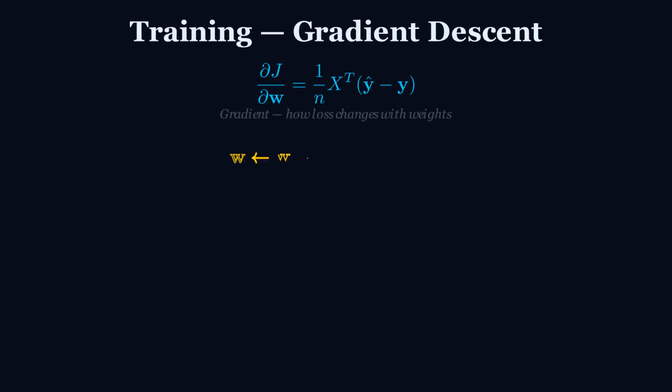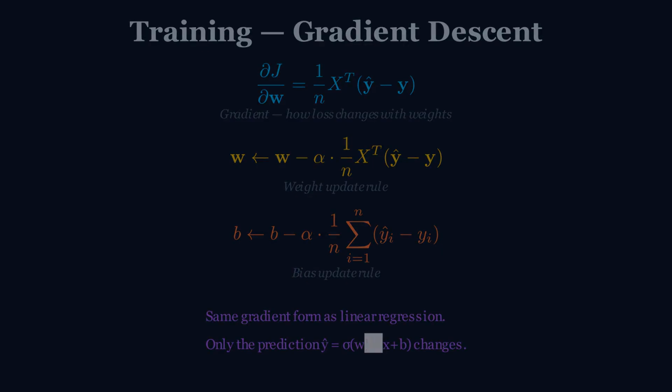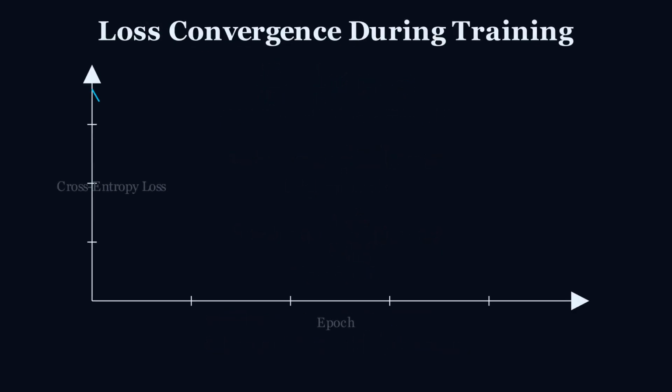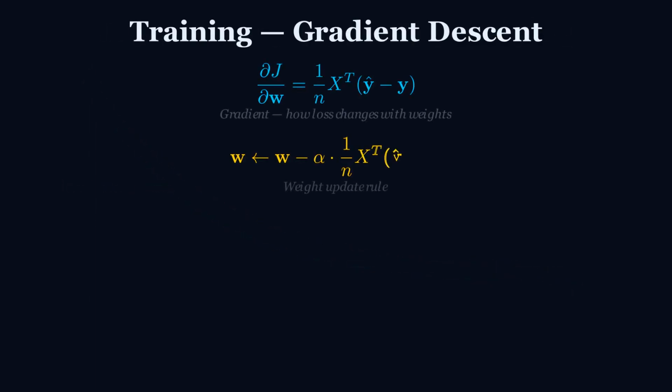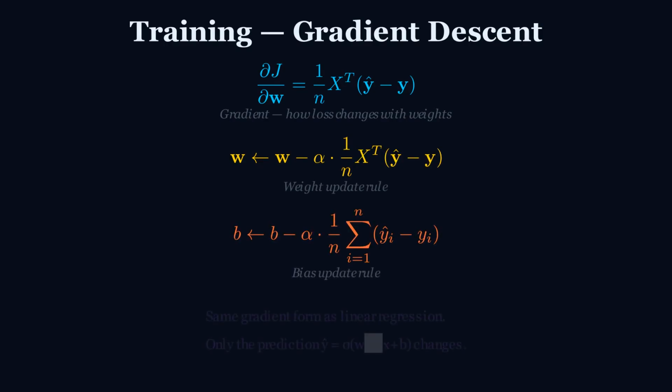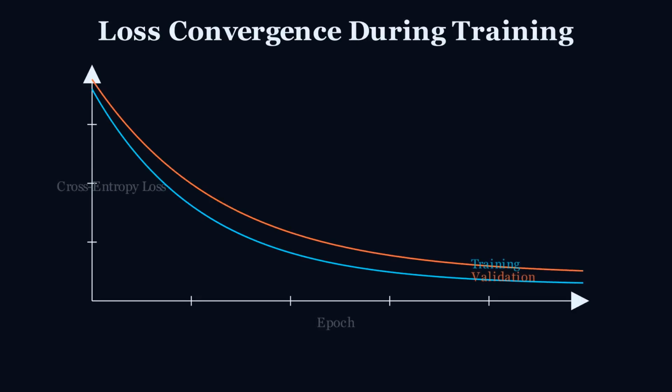The weight update rule follows directly. W new equals W old minus alpha times 1 over N times X transpose times the error vector. We repeat this for every epoch. The loss decreases monotonically because the loss surface is convex. When the loss stops decreasing, training is complete. The model has found the weights that maximize the likelihood of the observed data.